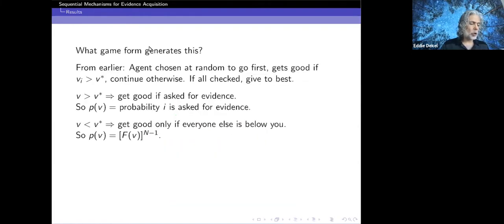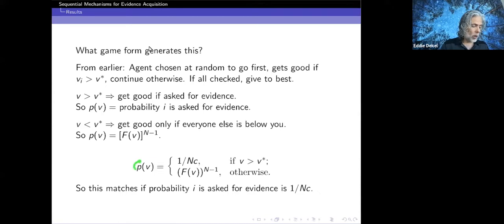Okay? So I'm going to choose an agent at random. If they're above the threshold, I'm going to give them the good. If they're below the threshold, I'll go on. If everybody's below the threshold, I'll give it to the highest one. So overall, what am I doing? I'm giving it with some constant probability.